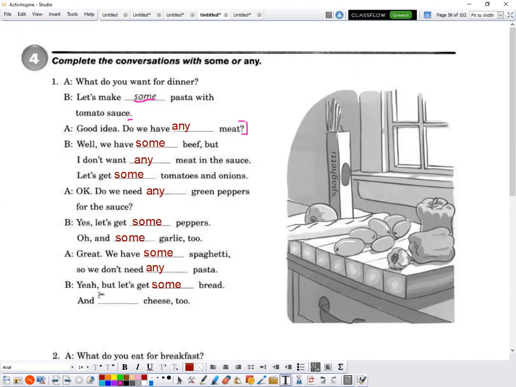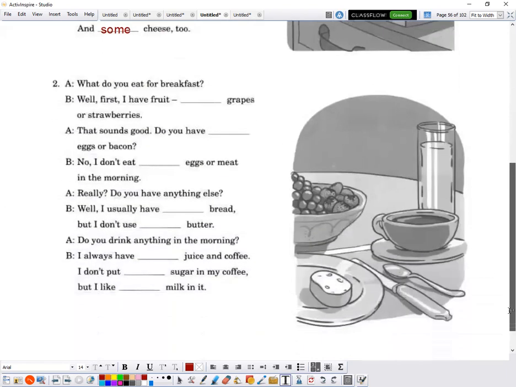Some or any? Why? So it will be some. Some. Okay. Go to the next.